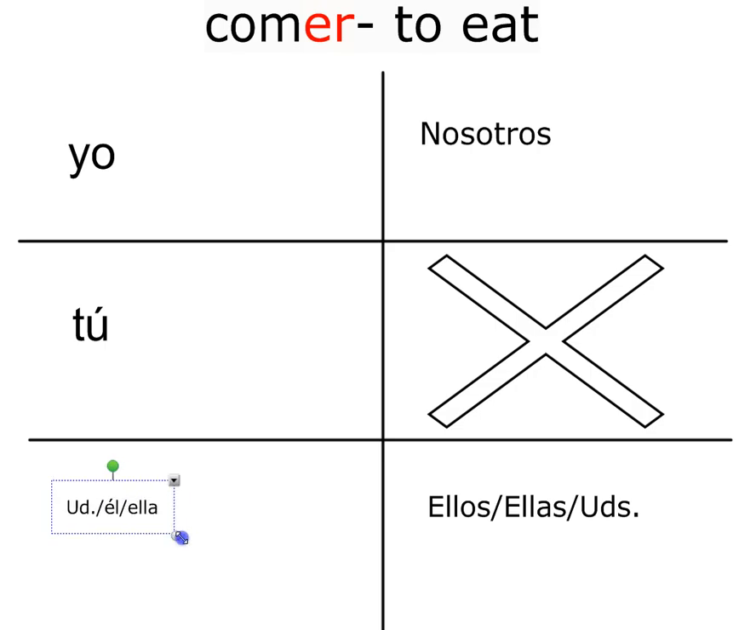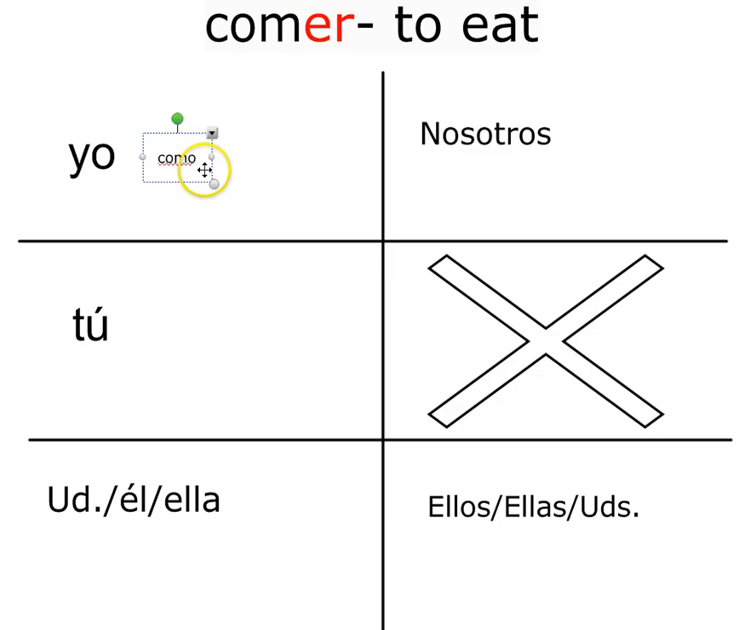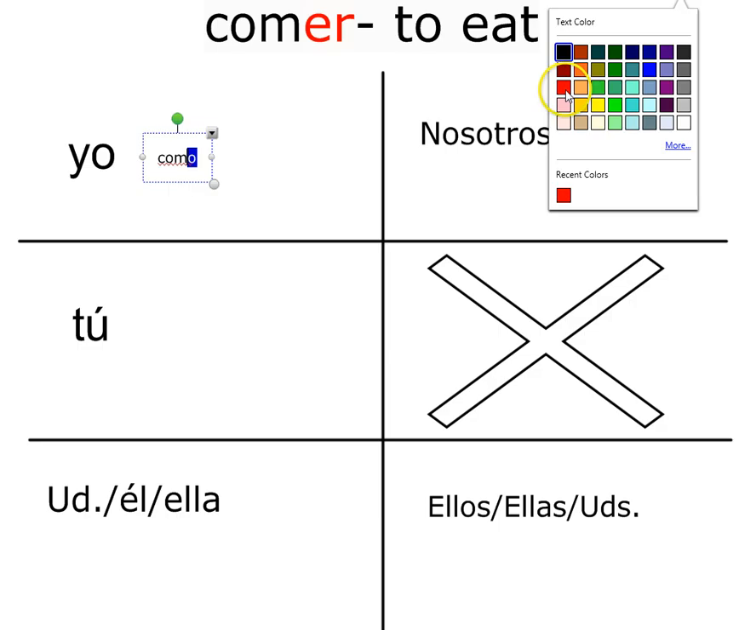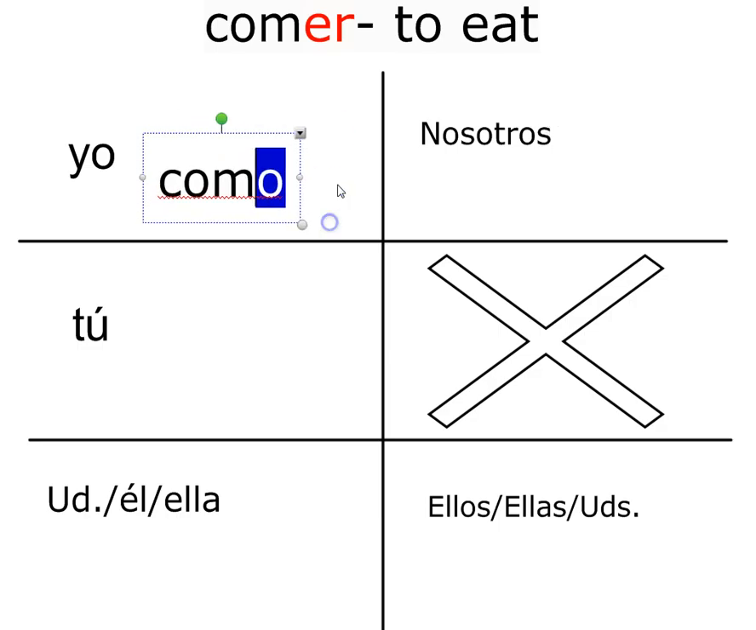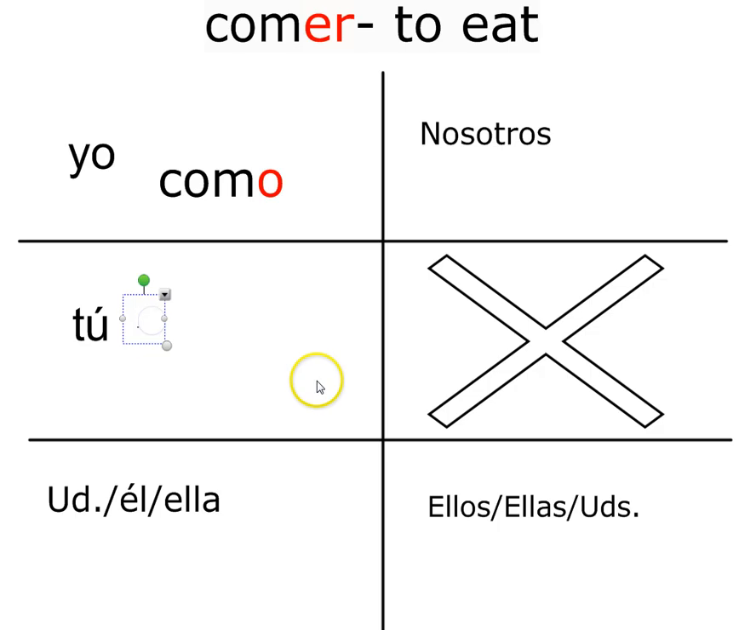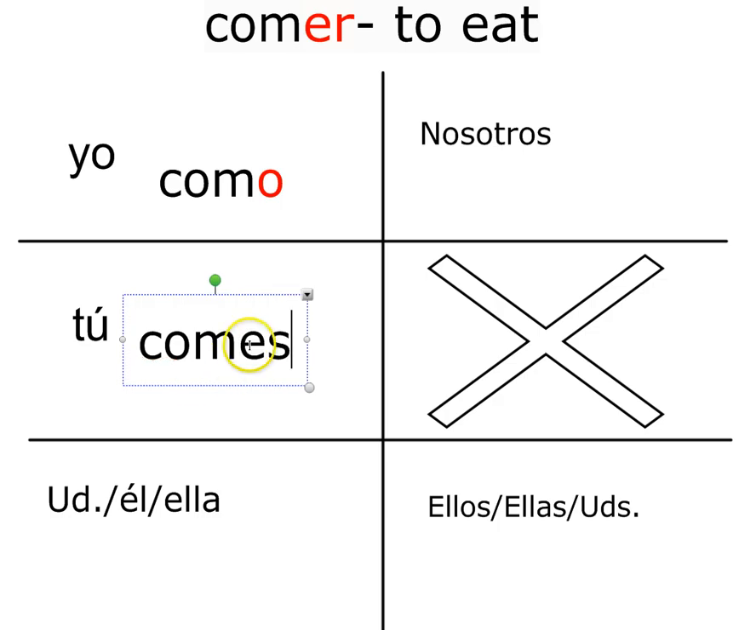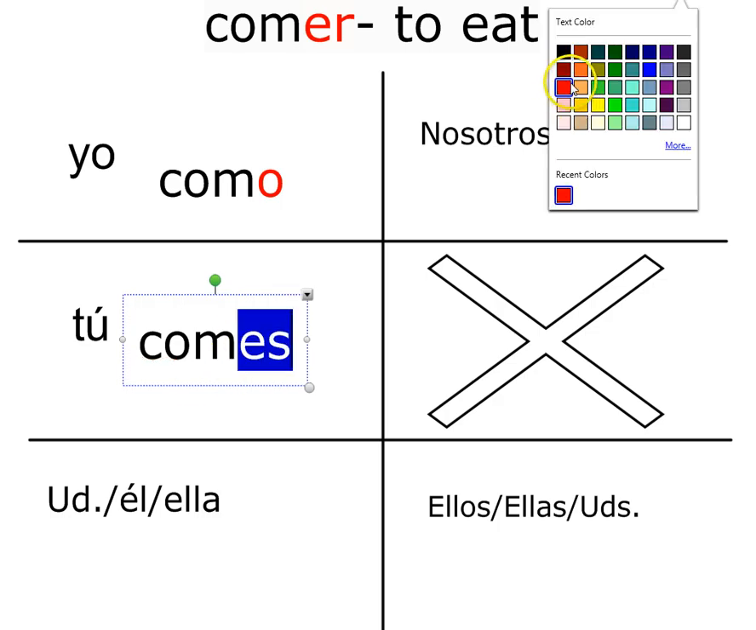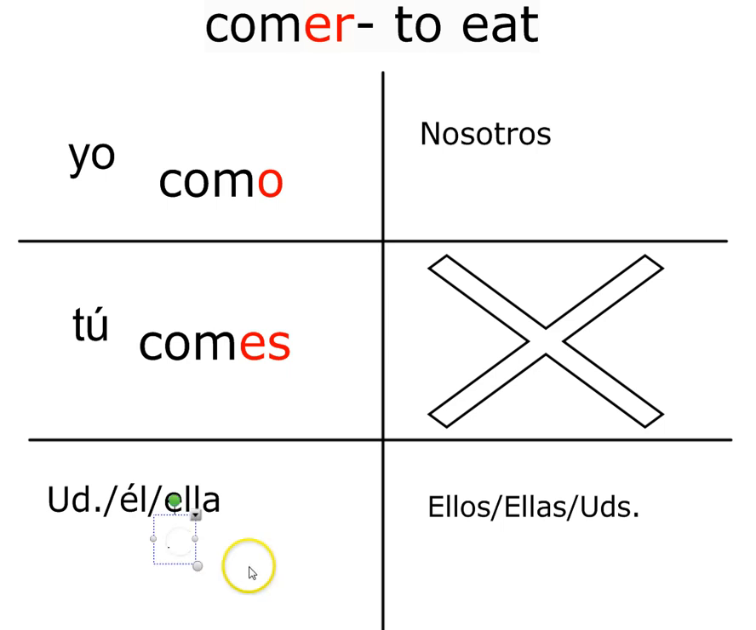As we go through this, making these big. Okay, cool. Let's go with yo. Yo always ends in O. It doesn't matter what kind of verb it is. So it's yo como. If I want to say I eat, yo como. I'm going to put my O there, yo como. Cool. Tú, it's an ER verb, so it's going to be tú comes. ES is going to be my ending. Let me highlight that: drop the ER, add ES. Usted, él, and ella is come.